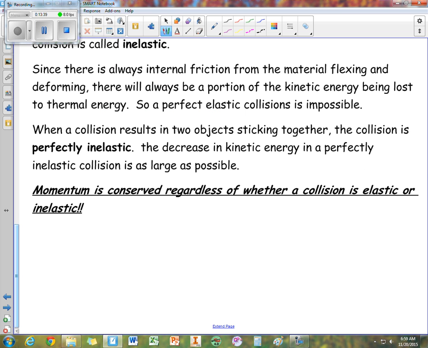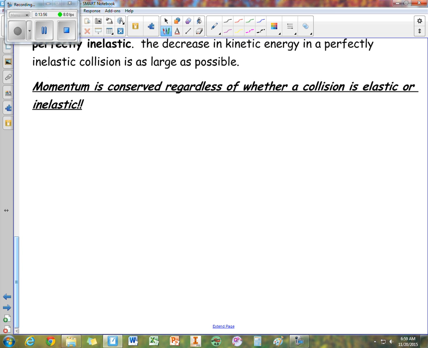Finally, when a collision results in the two objects sticking together, the collision is a perfectly inelastic collision. The decrease in kinetic energy in a perfectly inelastic collision is as large as it possibly can be. Now, no matter what kind of collision it is, momentum will always be conserved. So let's make a quick little flow chart to finish things up here.